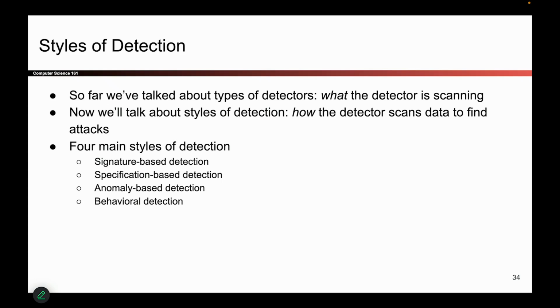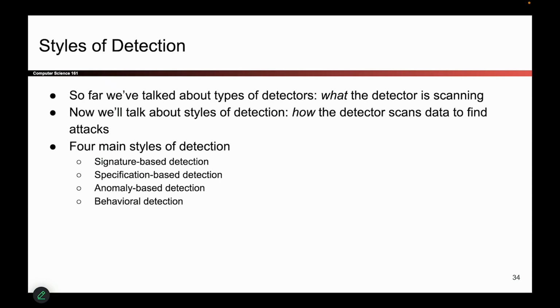So we saw what the detector scans. We saw how the detector scans data. But we haven't really said how the alerts happen. If I give you a packet over the network, how do you know if it's an attack or not an attack? How do you do that?